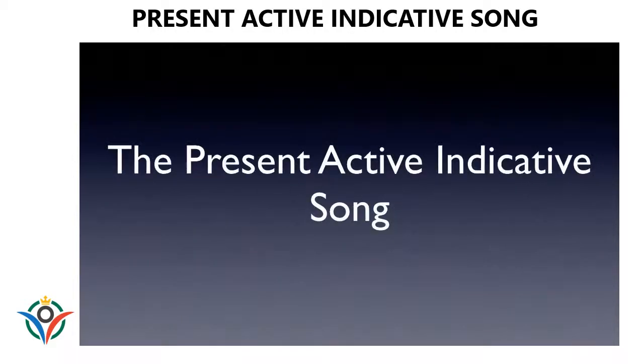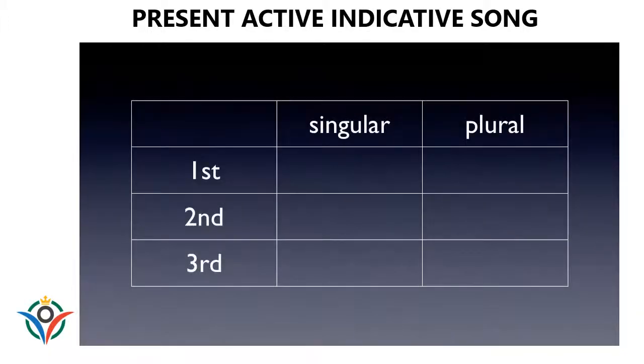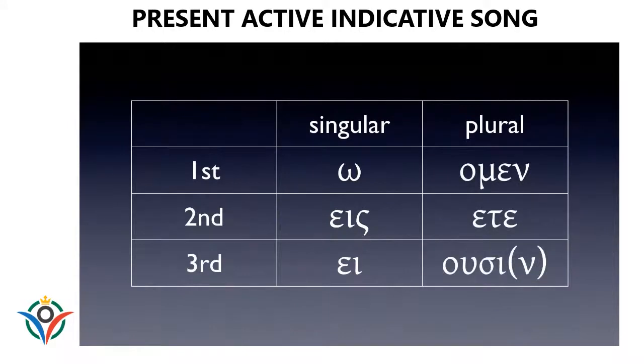Present active indicative verbs, present active indicative verbs, present active indicative verbs, present active indicative verbs. O-ace, a. Present active singular. Amen ete usi. Present active plural.